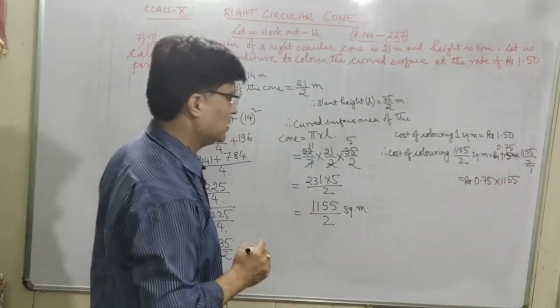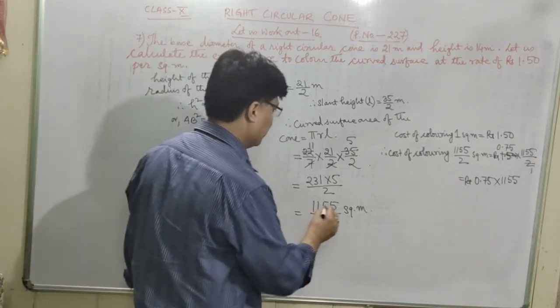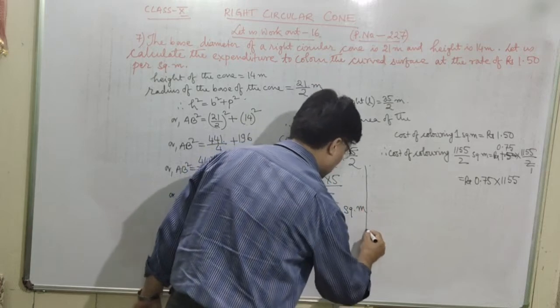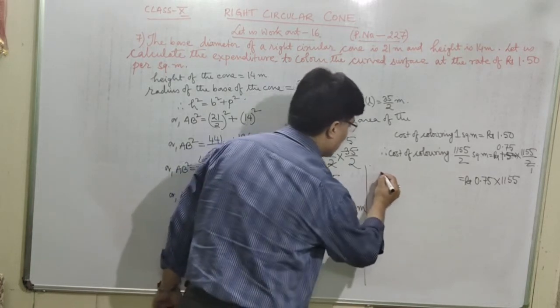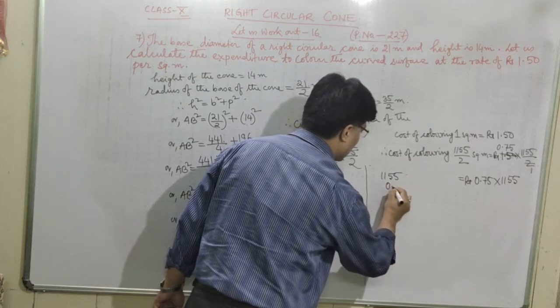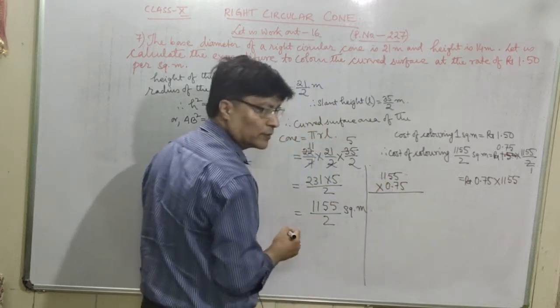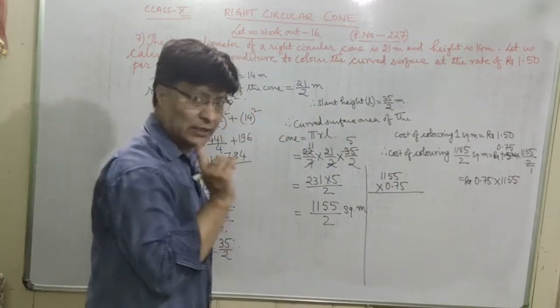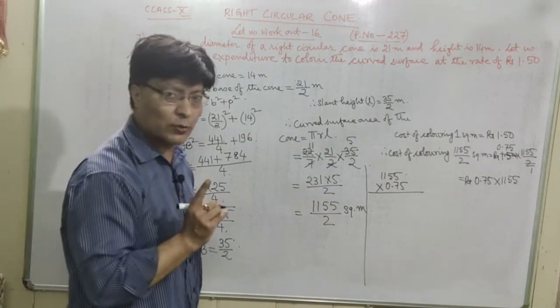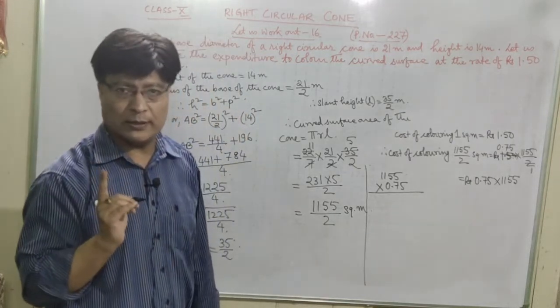So let us multiply 1155 by 0.75. Okay. So let us do the rough work out here. 1155, 0.75. So let us multiply it. You have to show the rough work in the examination, right? Otherwise, if you don't show the rough work, marks will be deducted.